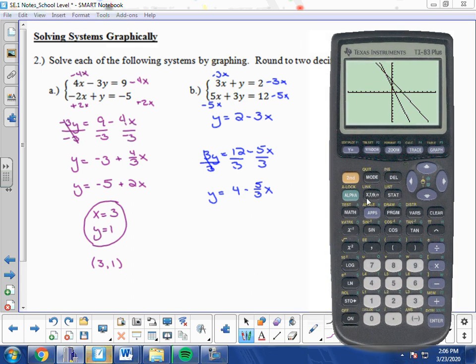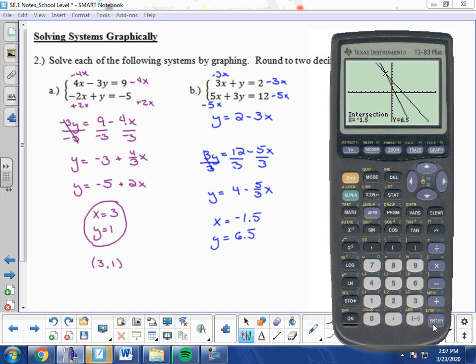And there I can see an intersection, so hit second, trace, to get to the calculate menu, go down and select intersect. Where it says first curve, you're on one of the lines, hit enter. It says second curve, you're on the other line, hit enter. And then when it guesses, you don't need to worry about guessing again, just hit enter. And so there's our solution. X equals negative 1.5, y equals 6.5.